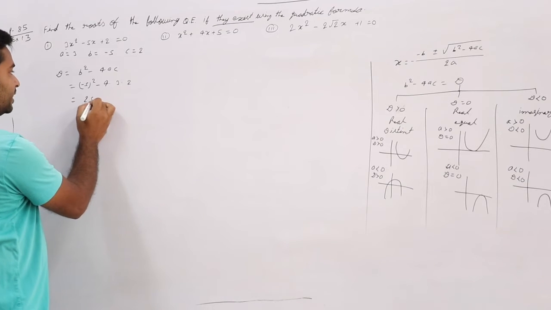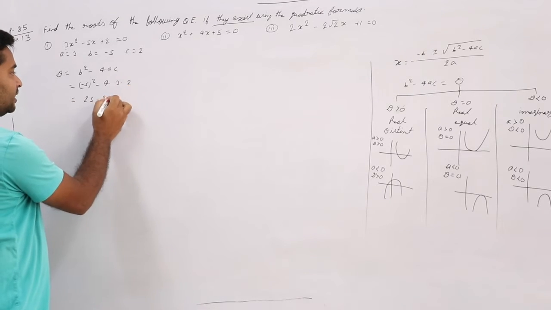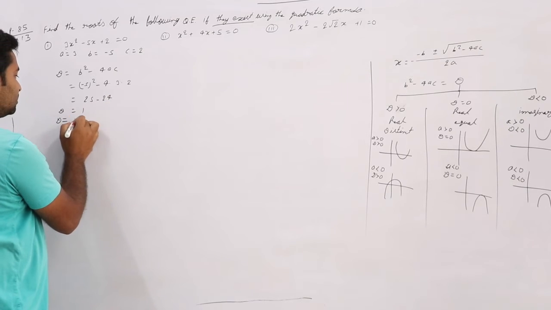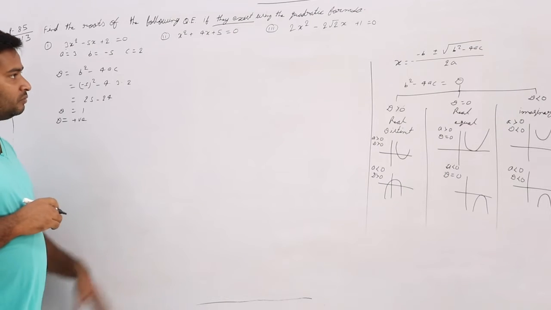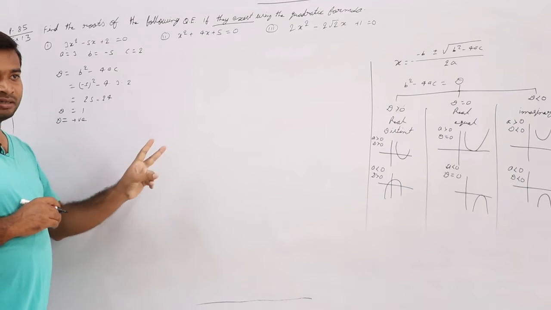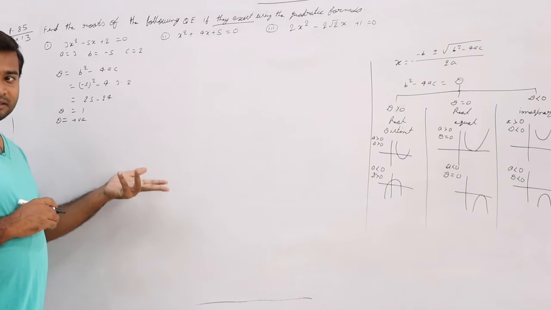This means 25 minus 4 times 3 times 2 is 24, so D is equal to 1, which means D is positive. If D is positive we can find the roots, and we will get two answers, that is, distinct roots.